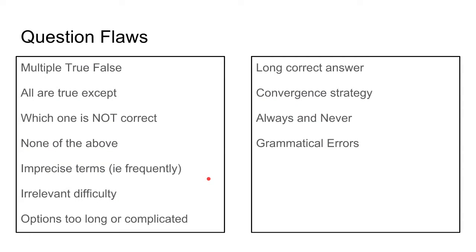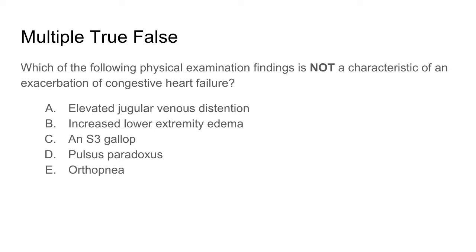So let's transition to question flaws, okay? These are common mistakes that are made when people are writing questions. And we'll go through examples of each of these. We'll start with multiple true-false. So multiple true-false is what everyone hates. It's the question that asks which of the following is not true, or all are true except, or which one is not correct. These are called multiple true-false because if there are 5 choices, you need to know that 4 of those are true and 1 of those is false. So that's 5 pieces of information you need to know for one question. Kind of unfair, right? So let's go over an example of multiple true-false.